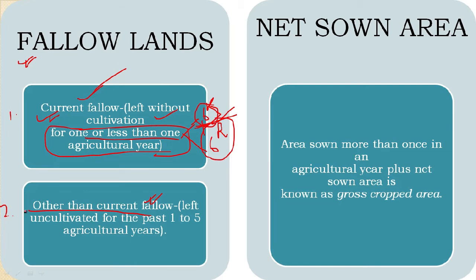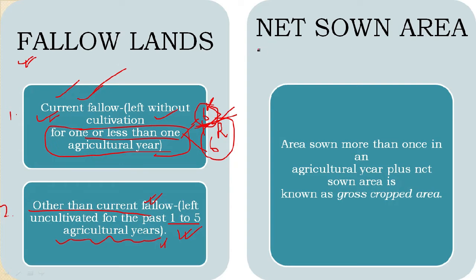Now let us try to understand the second concept. The fallow lands other than current fallow are uncultivated for the past 1 to 5 agricultural years. Now only one point of difference between the two is the time period for which they are left uncultivated. So here in current fallow the time period is one or less than one agricultural year, whereas in other than current fallow, it will be 1 to 5 agricultural years. I hope the concept is clear.